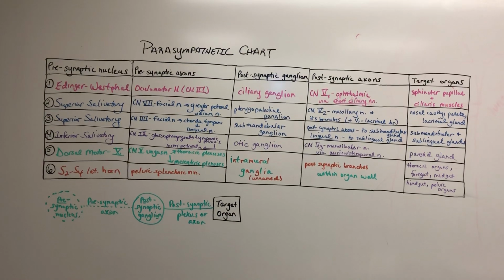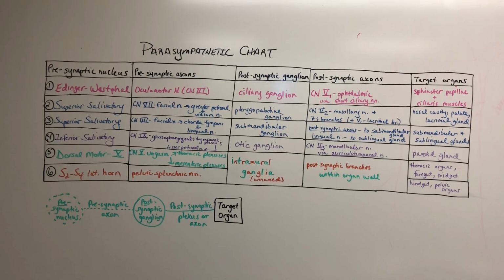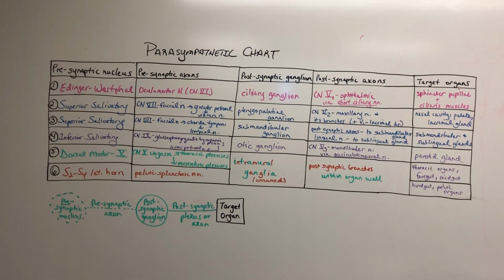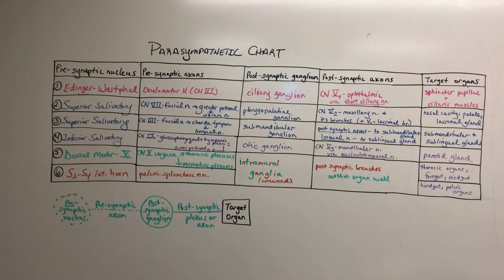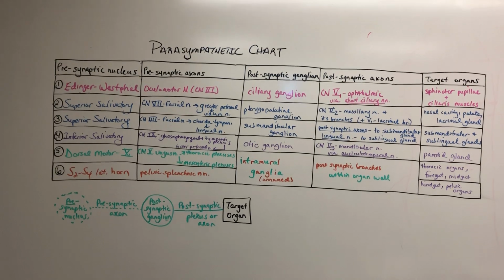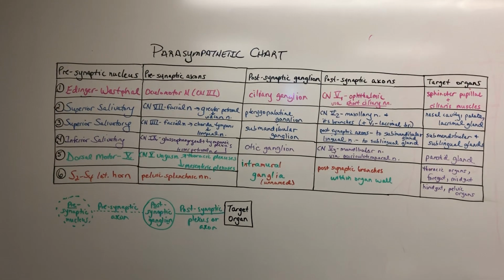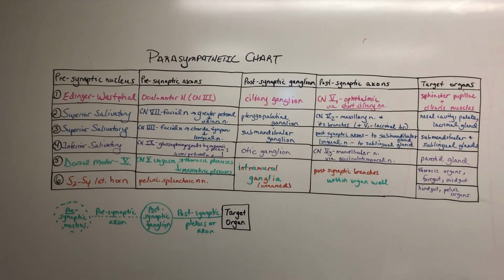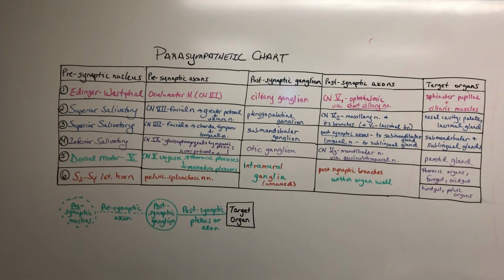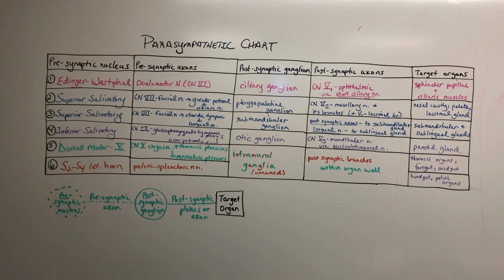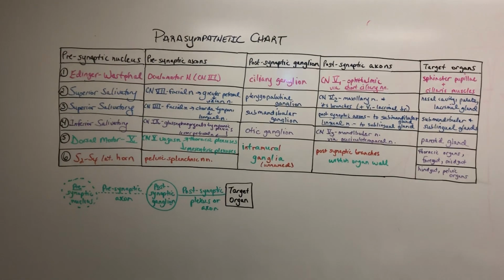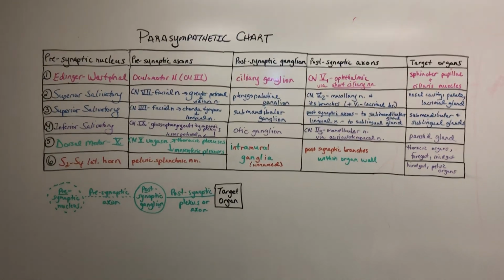For somatosensation, never synapses on a ganglion. That's just where you find nerve cell bodies. Same thing's true for special visceral afferent and special somatic afferent. So the only thing to ever synapse on a ganglion is autonomics, parasympathetics, and sympathetics. To watch the sympathetics, you can watch my video on the spinal cord and its out tracts and in tracts. For this one, we're going to focus just on parasympathetics.